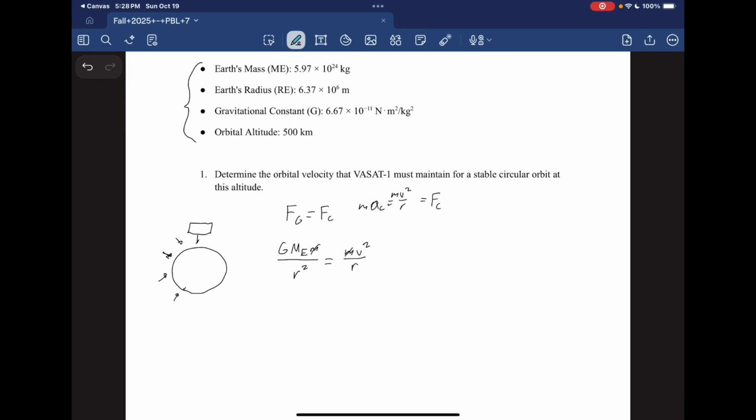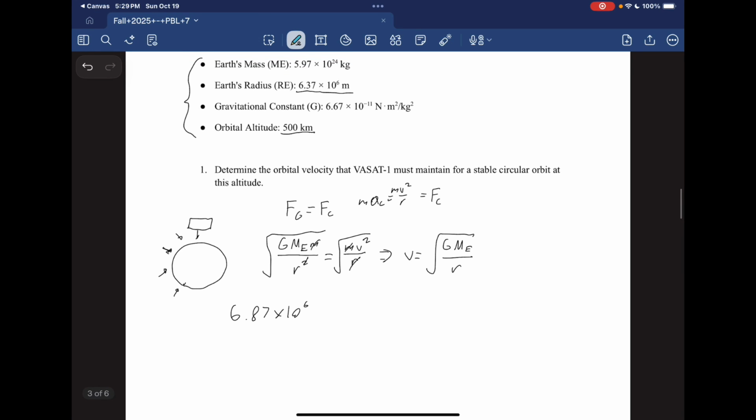Right away, we can cancel the two little masses, and we can cancel one of our radius. And then finally, we take the square root of both sides, and we're left with v is equal to the square root of G times the mass of Earth, divided by the radius. The radius in this case, we have the Earth's radius is 6.37 times 10 to the 6th, and we know that the orbital altitude is 500 kilometers. So our total radius is going to be 6.87 times 10 to the 6th.